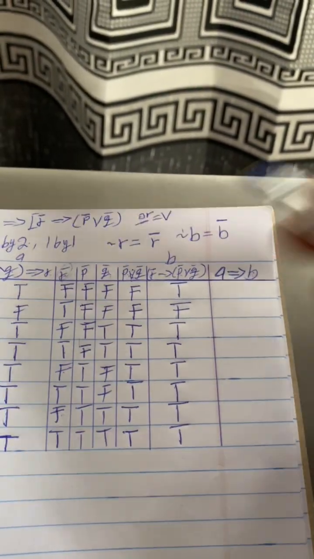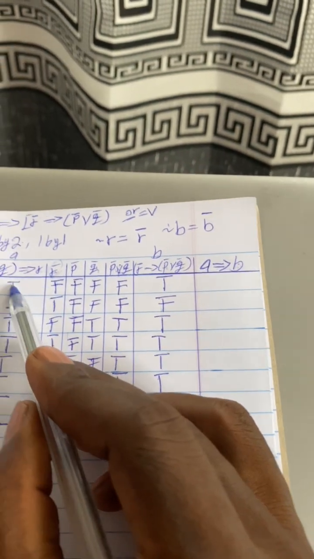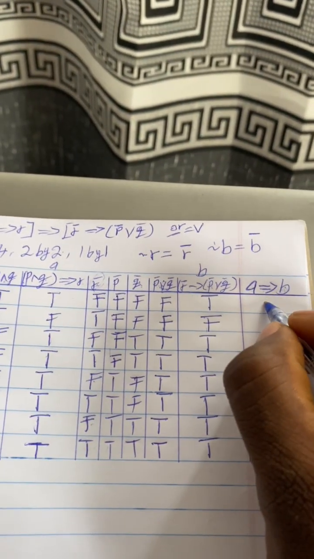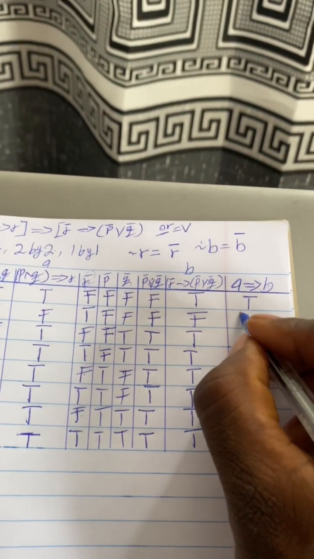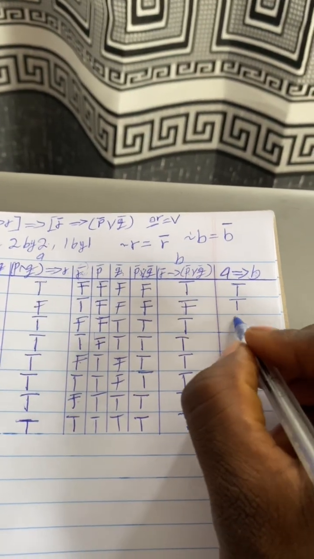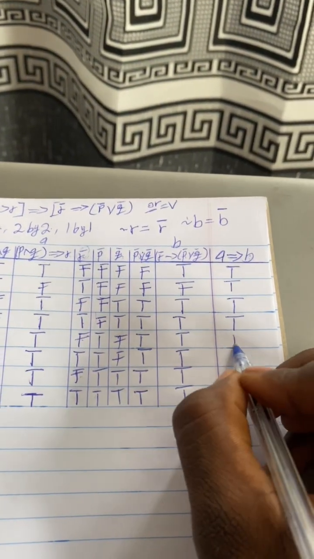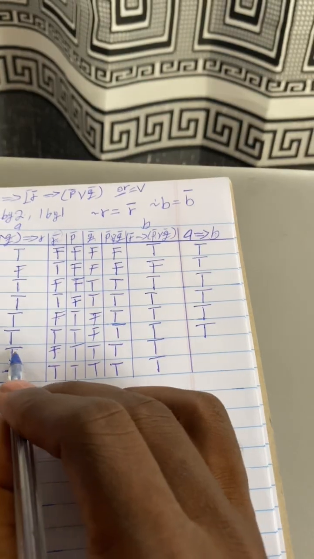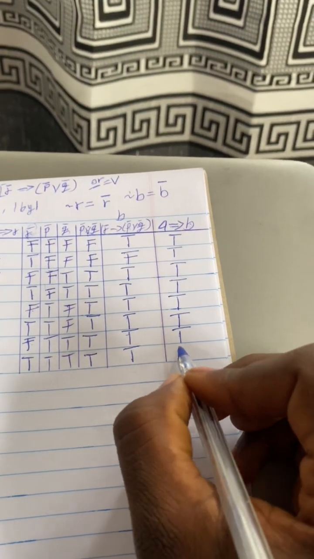So let's start this and this. So we see true here and we see true here, both are true, so put in true. False, false, put in true. True, true, put in true. True, true, put in true. True, true, put in true. True, true, put in true. Then true, true, also true, true, put in true.